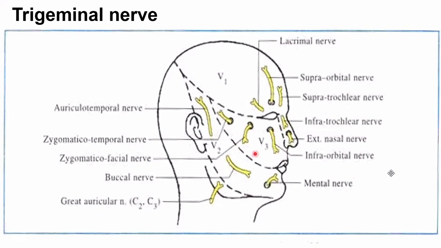And the mandibular nerve supplies the auriculotemporal part, the lower lip also, and part of the ear.